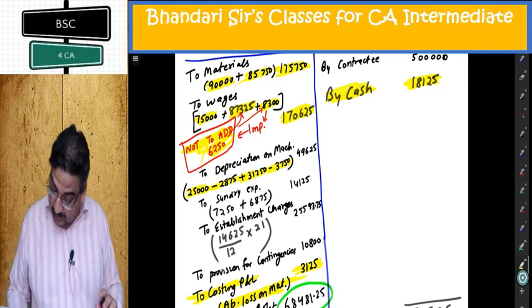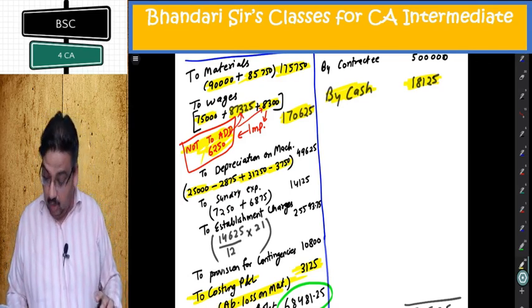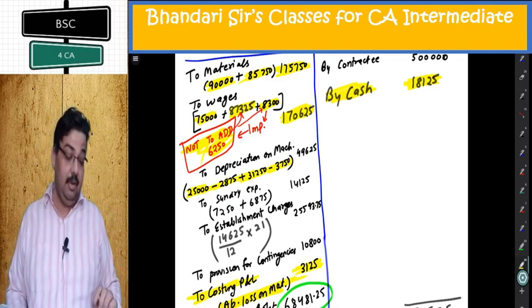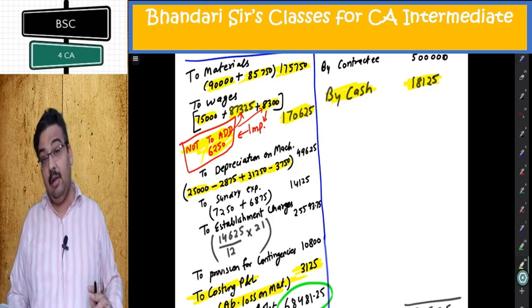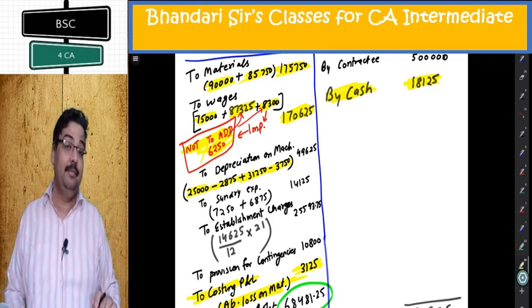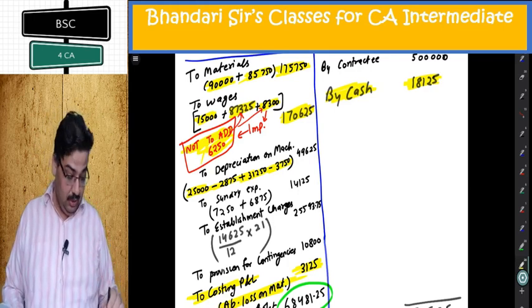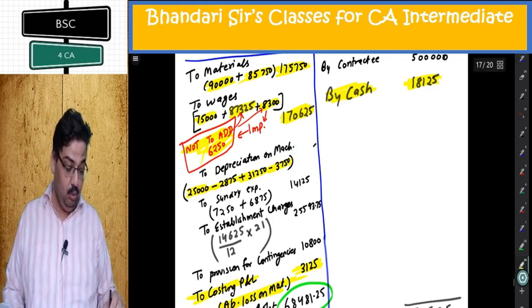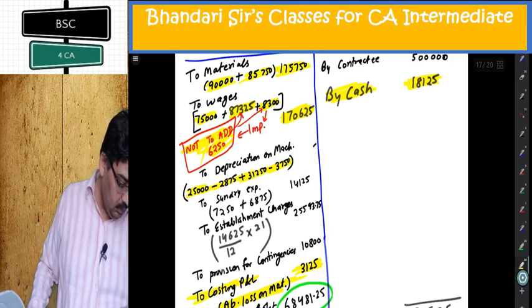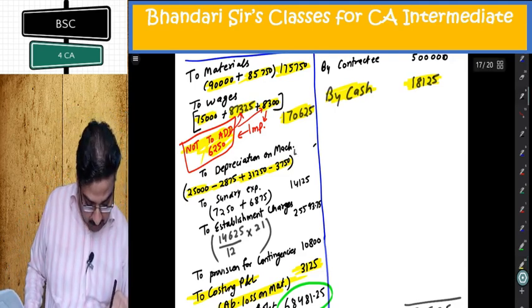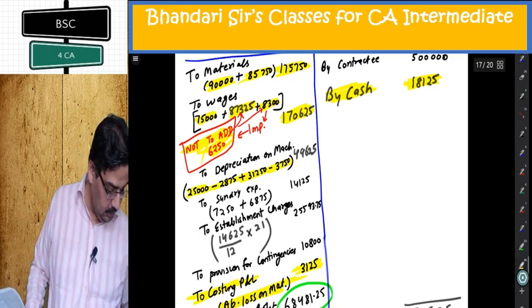So the earlier figure that was given, 7750, is not relevant here. That was at the end of the year. This is at the end of the contract. Estimated profit is what will happen when the contract finishes. So depreciation will be 49625. This is the correct figure.